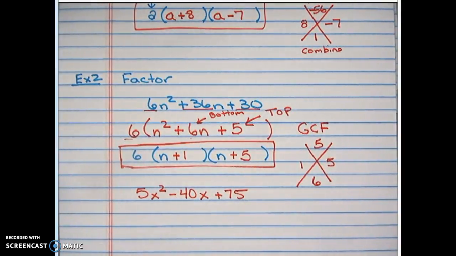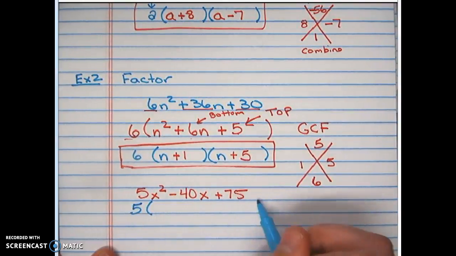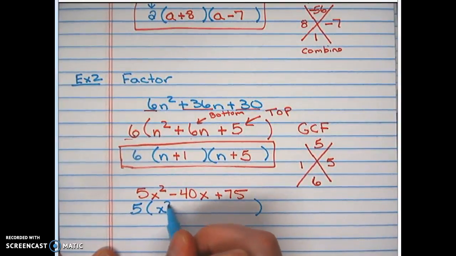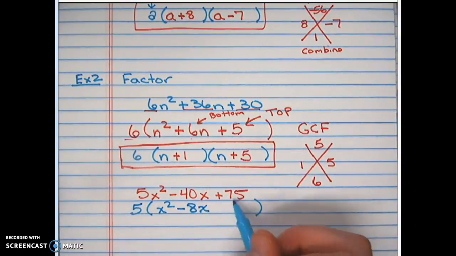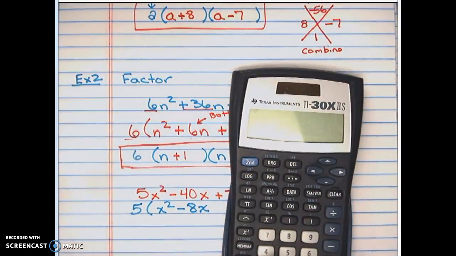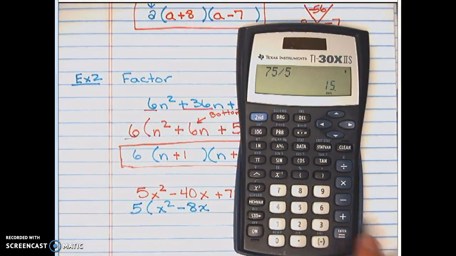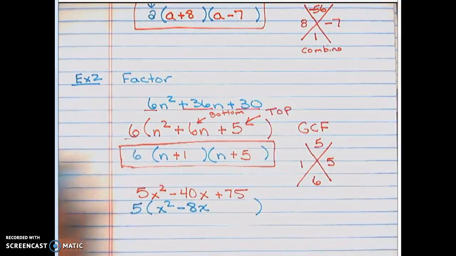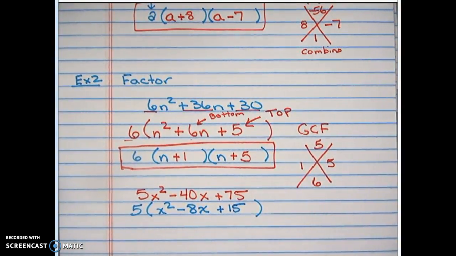And so we can just see now that maybe if we don't talk as much, we can see how fast we can do these. You look at it and you're like, oh, they're all divisible by 5, so I'll divide out a 5. 5 times x squared is 5x squared. 5 times negative 8x is negative 40x. And if you don't know what 5 times what is 75, again, just go to your calculator and reverse it. If you don't know what times 5 is 75, just divide it out, and you find out that it's 15. So you can just put plus 15 here. Don't worry if you have to use a calculator, that's totally fine.